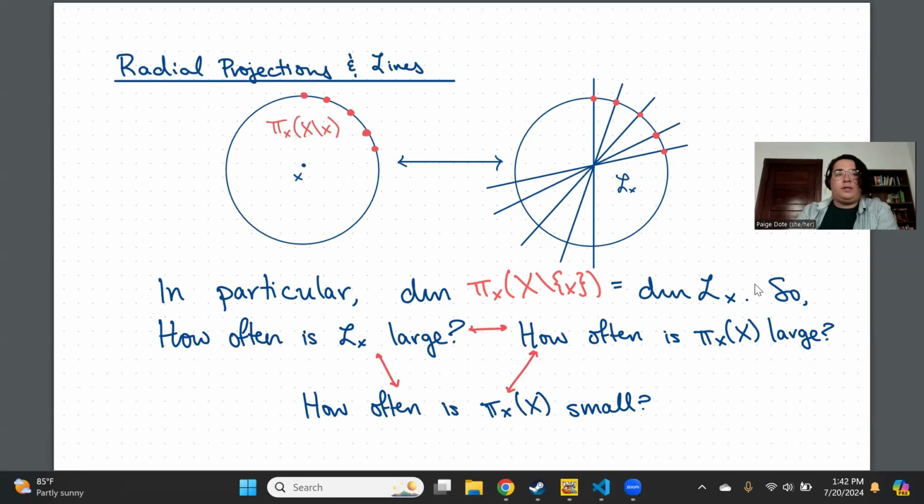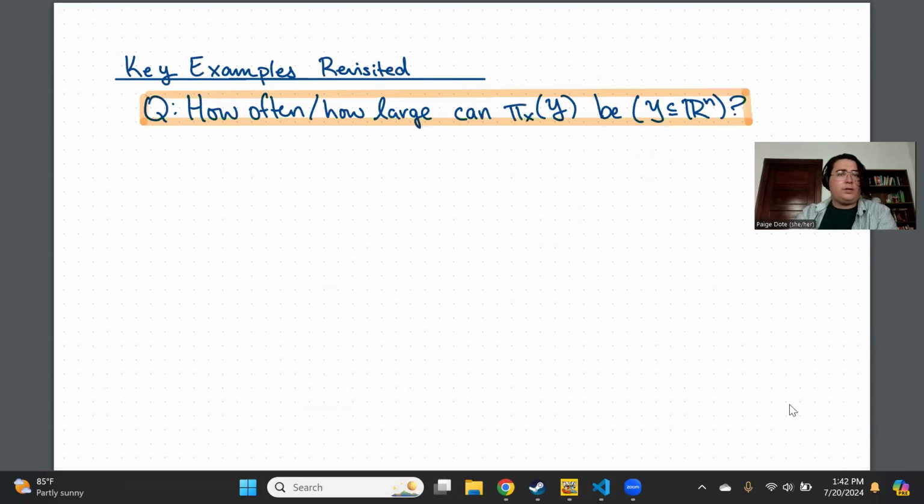So the question of how often is the set of lines through a particular point large is roughly the same as asking how often is the radial projection large, and similarly, how often is the radial projection small? And this is the question we'll be exploring today. So let's revisit our key examples to see why this is a good idea. So the question then becomes how often, and how large, can the radial projection be?